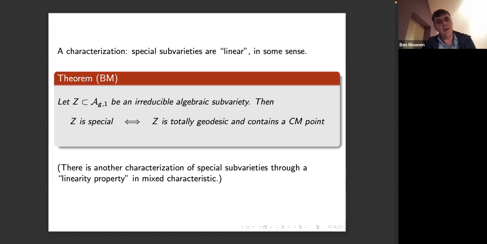Something I proved quite some time ago is that if you have an algebraic subvariety, then to say that it's special really means that it's a totally geodesic subvariety, and it should pass through at least one CM point. This last condition in many cases can even be left out. And in fact this is only one side of a coin. There's a similar characterization in terms of what's called Hodge theory. This happens in mixed characteristic, but I don't think I should go into that today. In any case, there is this idea that special subvarieties are, in some sense, linear.